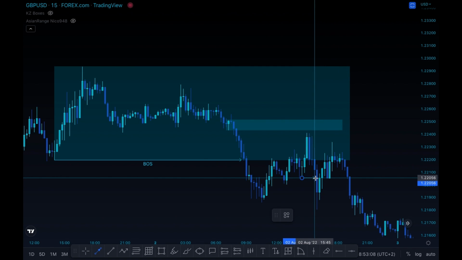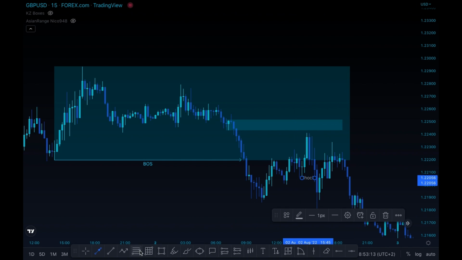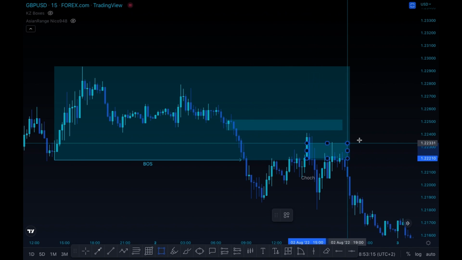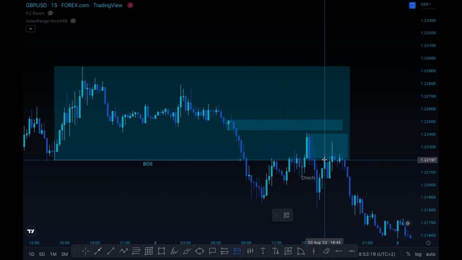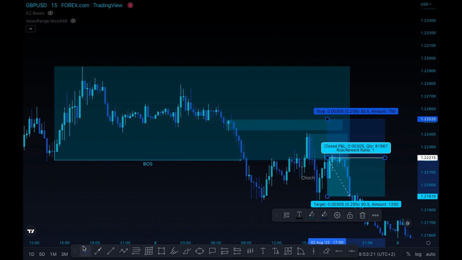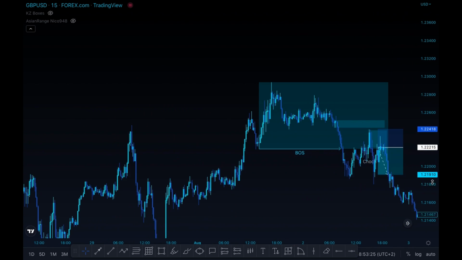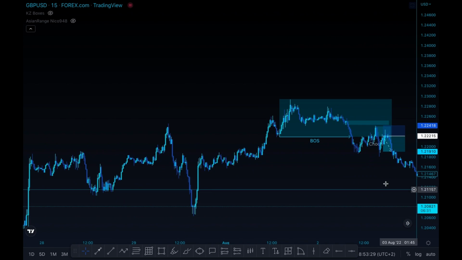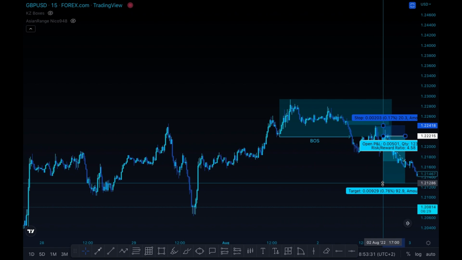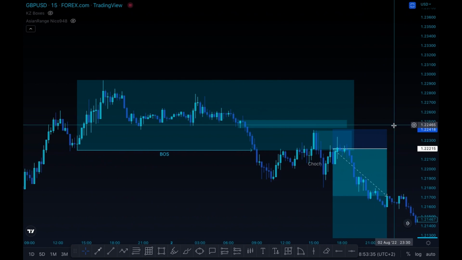Mark out your nice change of character right there. There's a nice change of character. And then you have the supply zone. And then you can actually end up entering just from that supply zone. Boom, nicely. And you have the stop loss just above that zone. Take profits can be anywhere that you want. Mostly I target a zone like this imbalance right here, or somewhere just around there. That's one to four, can't really complain about that.